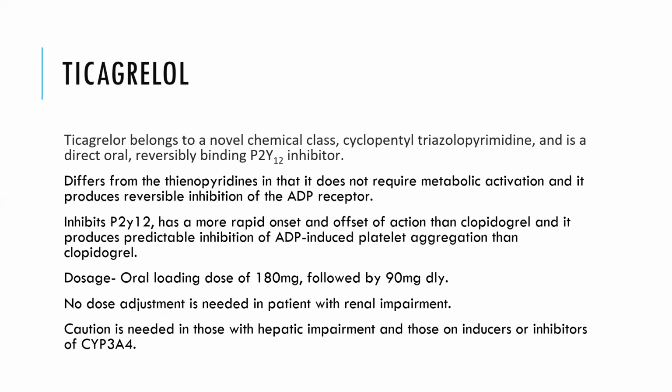So it has a more rapid onset and offset of action than clopidogrel and produces more predictable inhibition of ADP-induced platelet aggregation than clopidogrel. The loading dose is 180 milligrams, followed by 90 milligrams twice daily, and there is no need for dose adjustment in patients with renal impairment. Caution should be exercised in those with hepatic disease or those who are also taking inducers or inhibitors of cytochrome P3A4.